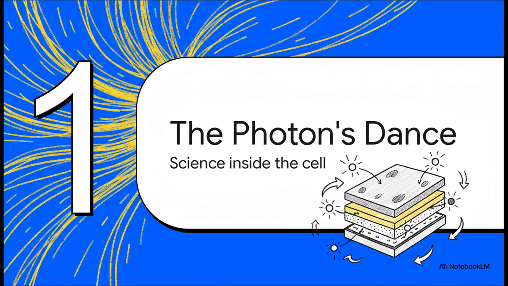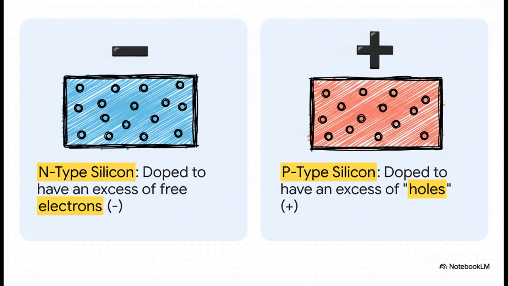To understand it, we've got to zoom way in and look inside the solar cell itself. We're going to witness what I like to call the dance of the photon. A solar cell is basically made by sandwiching two slightly different kinds of silicon together. On one side, you have N-type silicon, which is doped, meaning impurities have been added, to create a bunch of extra free-floating electrons. And on the other side, you've got P-type silicon, which is doped to have an excess of holes, or basically empty spots where electrons should be.